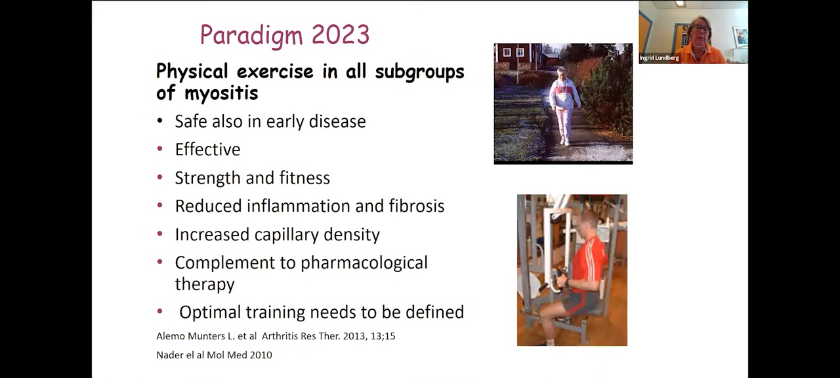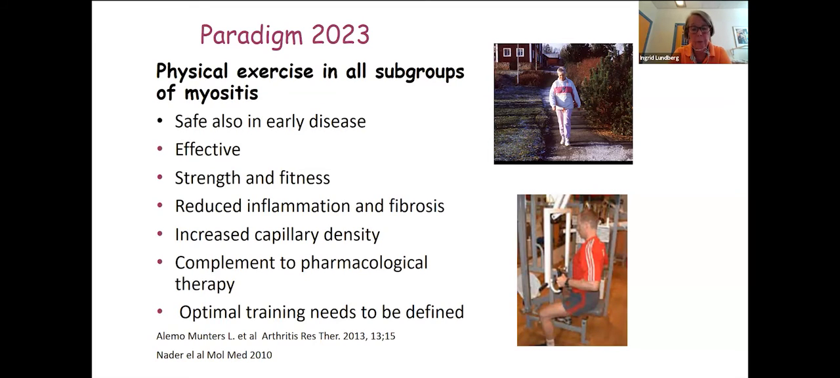So when we now come to the role of exercise in myositis, we can say it's safe. It's safe to be performed also in the early disease. So as soon as the patients can start to do exercise, we recommend it. It's also effective on the performance of muscle, improves strength and fitness, and it may reduce inflammation and fibrosis. And we have also measured that there is an effect on capillary density. So exercise is an important complement to pharmacological therapy.